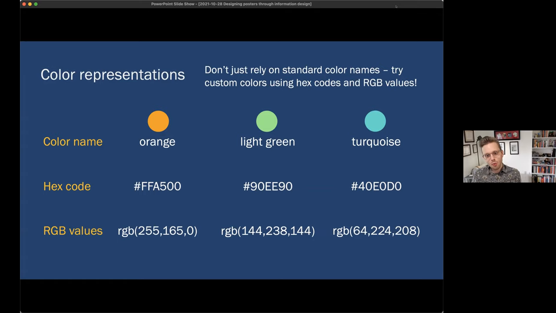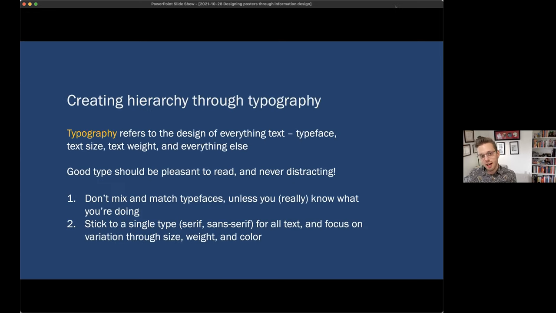So we're mostly familiar with names of colors like orange, light green, or turquoise. But in the context of computer representations of color, we also have hex codes and RGB, or red, green, blue values. So these tools like Color Brewer and Paletton give you things like hex codes that are very customized to the very specific colors you want to use. And these hex codes can be entered into something like Microsoft PowerPoint or Adobe Illustrator to specify you want to use that color as opposed to one of the preset named colors in the color palettes. So just be aware that there are many different representations of color and don't just rely on the color names provided by the tools we use to design.